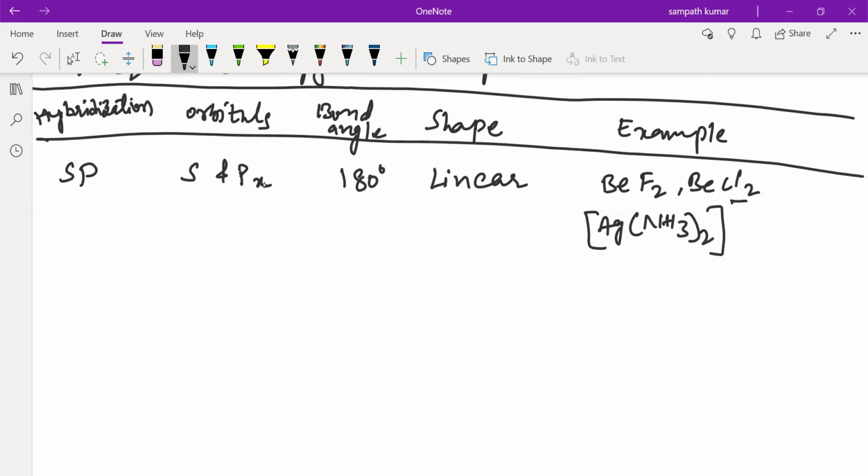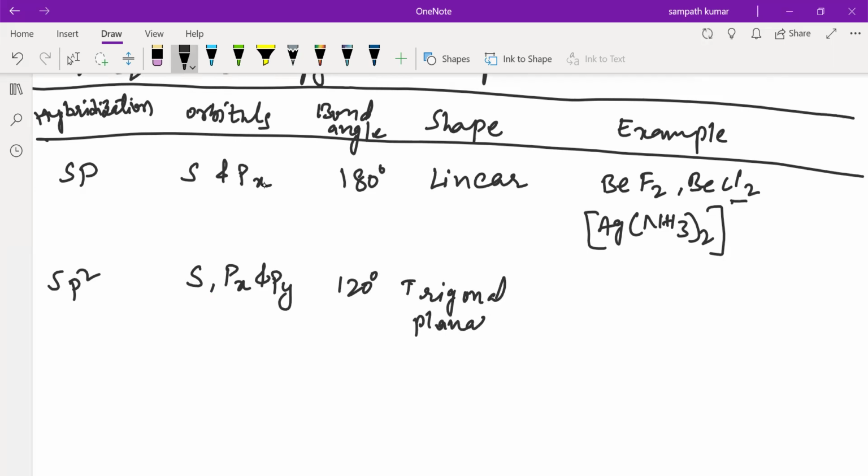Next, the second one is sp2 hybridization. In this one the s orbital, px orbital and py orbital are involved. What is the bond angle? 120 degrees. What is the shape of the molecule? Trigonal planar.